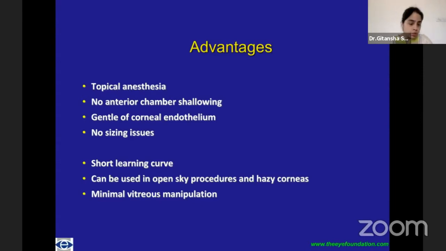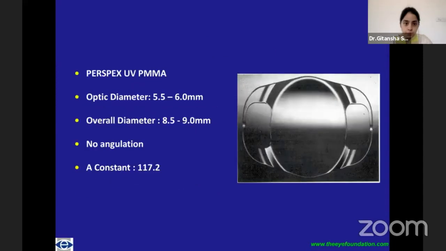Additionally, there are no sizing issues. As I've already mentioned, as against the SF IOL, the learning curve is much shorter as it requires minimal vitreous manipulation for an anterior segment surgeon to do, and it can also be used in open sky procedures and hazy corneas. Now, a short overview regarding the lens.